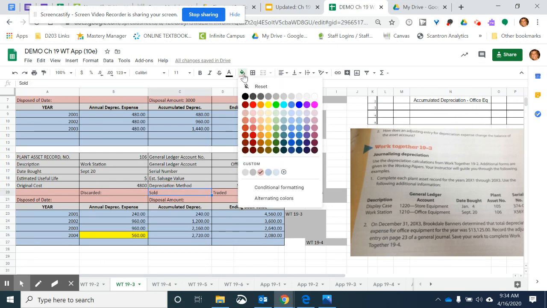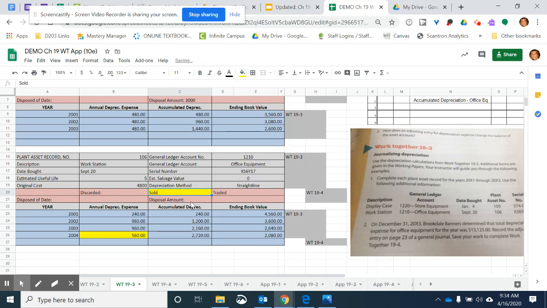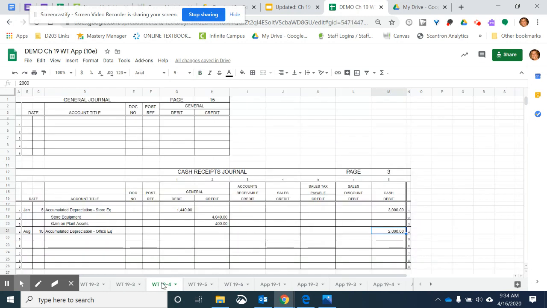I'm going to go back here. We're going to do this. It was sold. Disposal amount is $2,000. And we know that when we sold it, it actually had an ending book value of $2,080. So that tells me that we've got a loss here, right? And mental math will tell you that we lost $80. So our journal entries are going to look a little different than they did for our last asset.